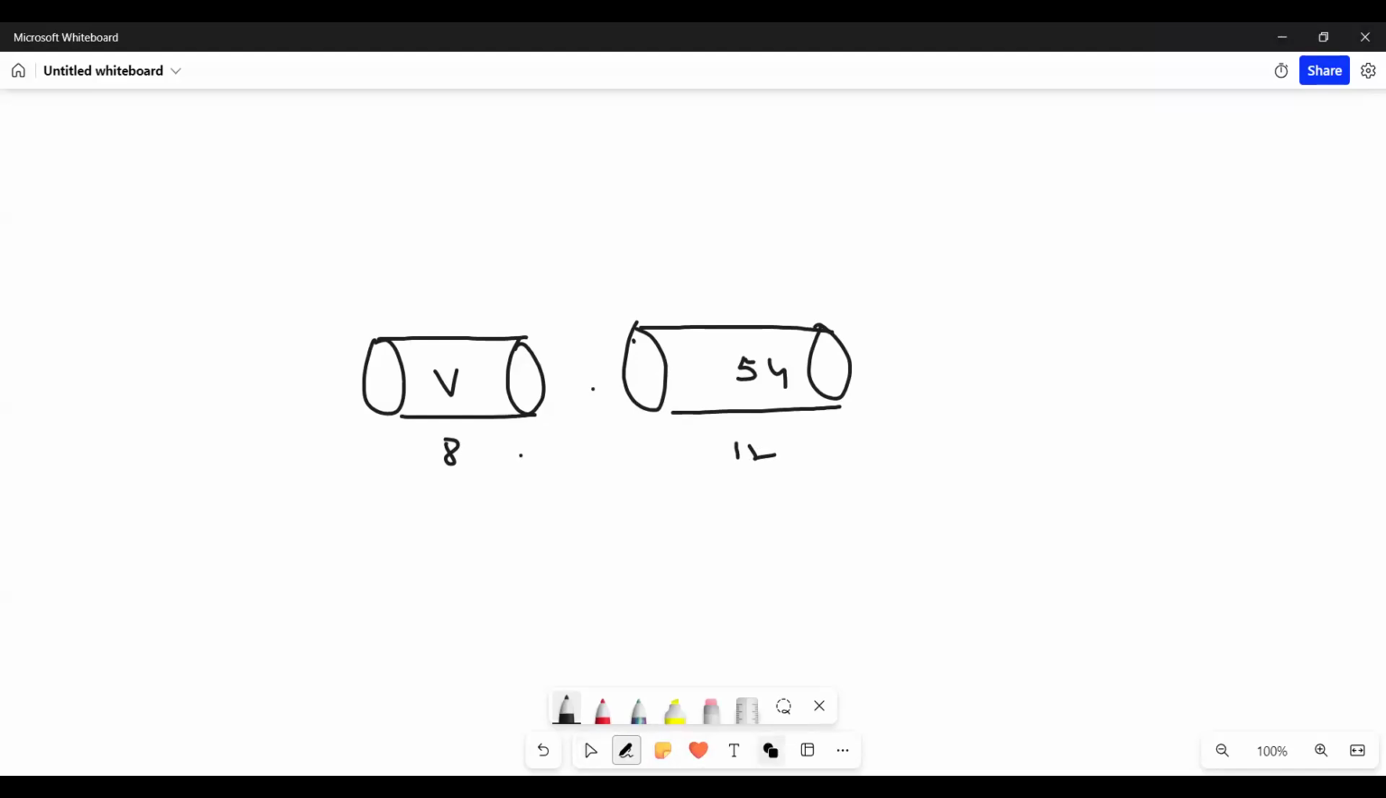For the scale factor 12 by 8. Yes. 1.5. So 54 divided by 8, no, 1.5 cubed. Can you tell me the value of V? Yeah, one second. Sixteen. Are you sure? I guess.